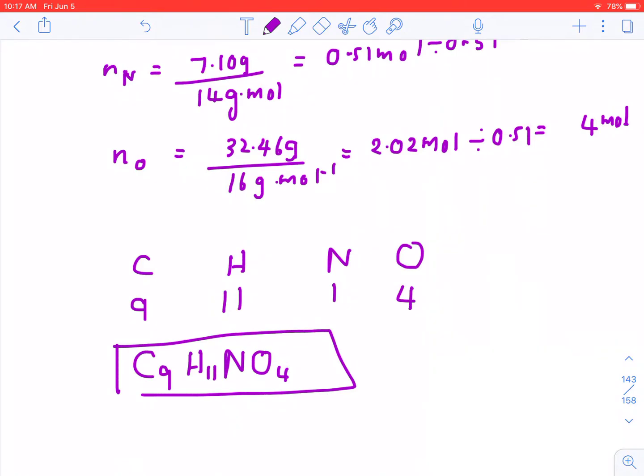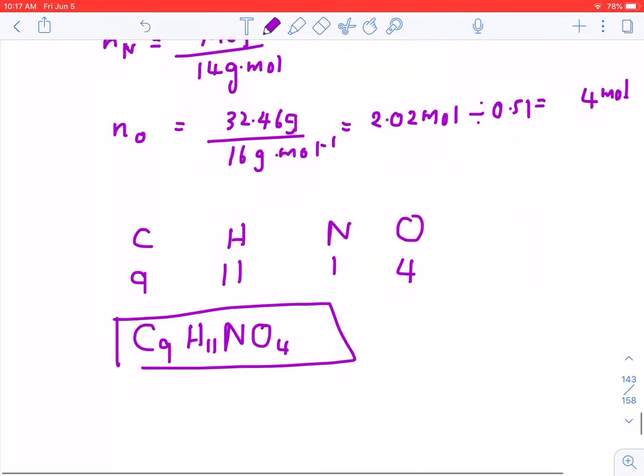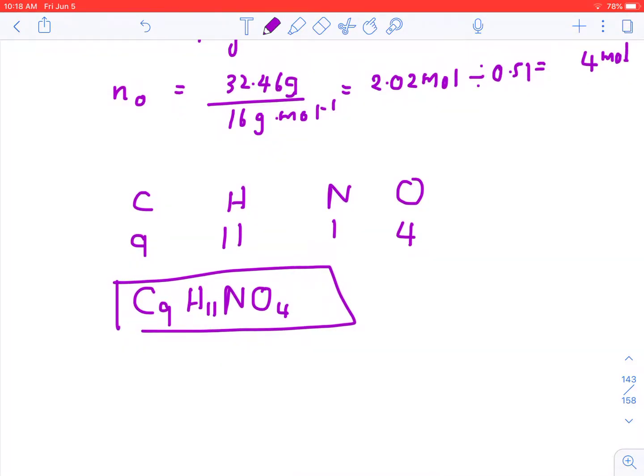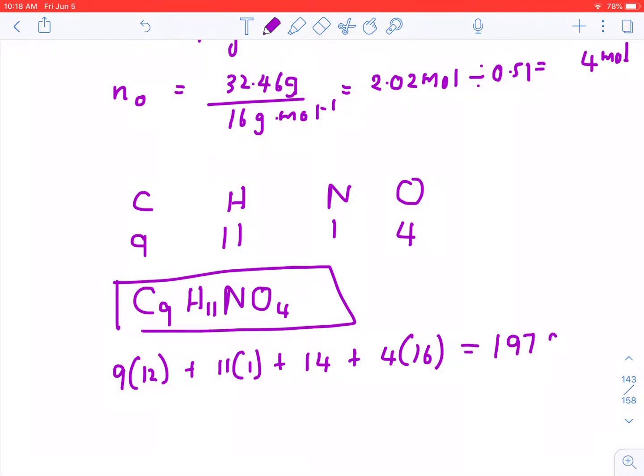And again, you can check the mass. If you look at the total mass, you could say, what would the total mass of this be? You would say, 9 times 12 plus 11 times 1 plus 14 plus 4 times 16, and you add all that up. It gives you 197 grams per mole.